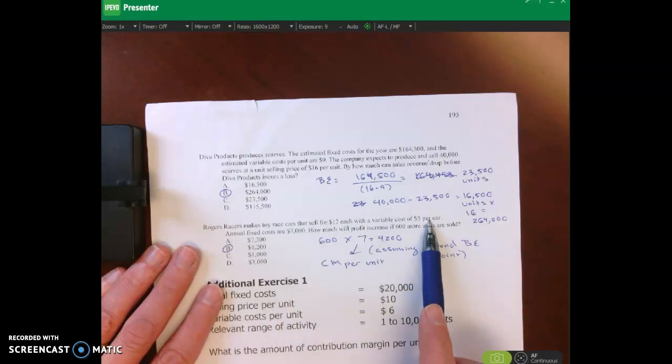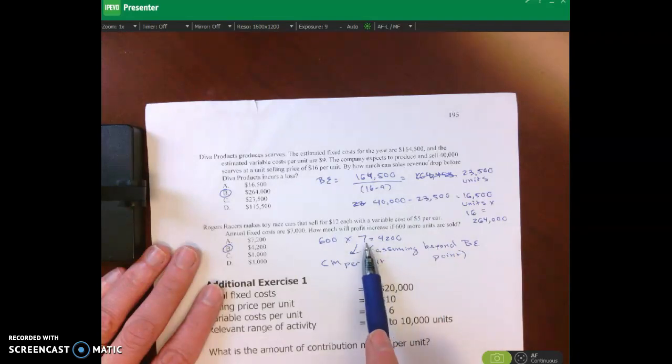This last problem, Rogers Racers makes toy race cars that sell for $12 each. Variable cost of $5 per car. 12 sales price minus the variable cost of 5 gives me contribution margin of 7.